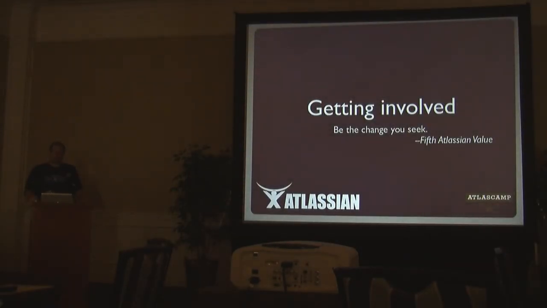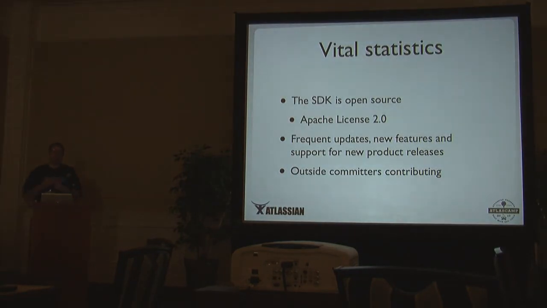And finally, I want to talk a bit about how to get involved in the Atlassian SDK. Be the change you seek is one of our values. And we try to live it both in our dealings with the external community as well as our dealings with the internal one. So here's what's going on with the SDK. Understand the SDK is open source. It's protected by the Apache license 2.0. What that means is anybody is free to use it, download it, make changes.